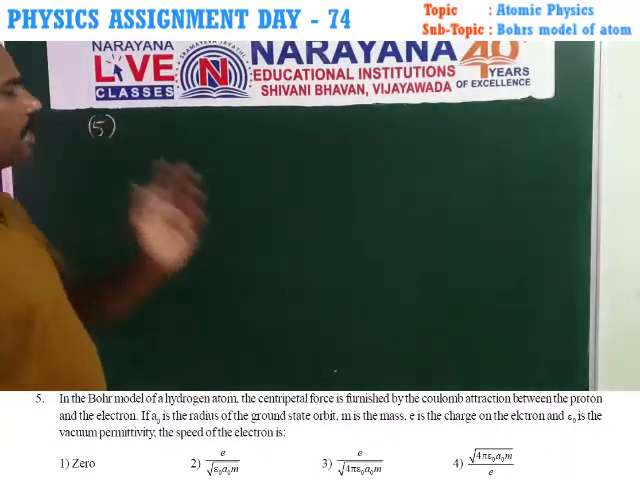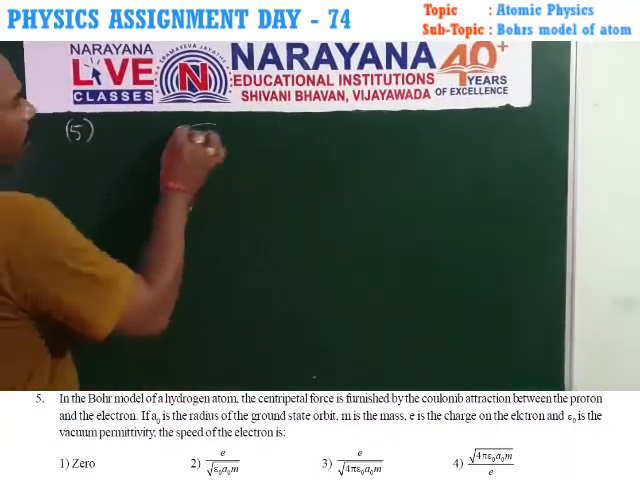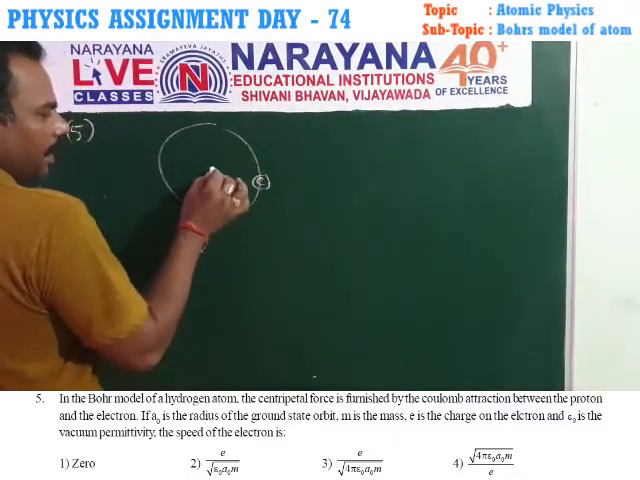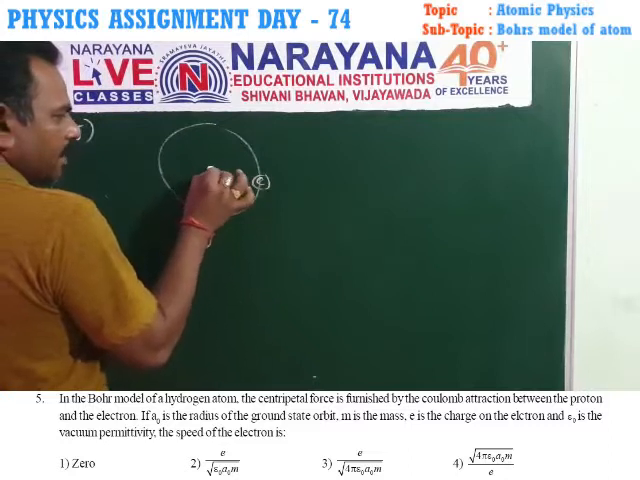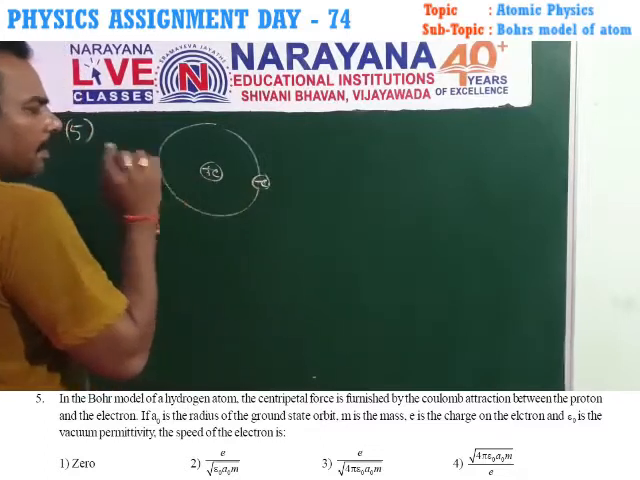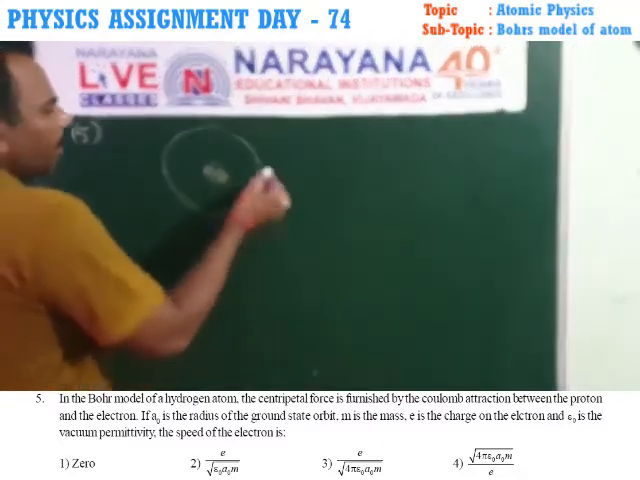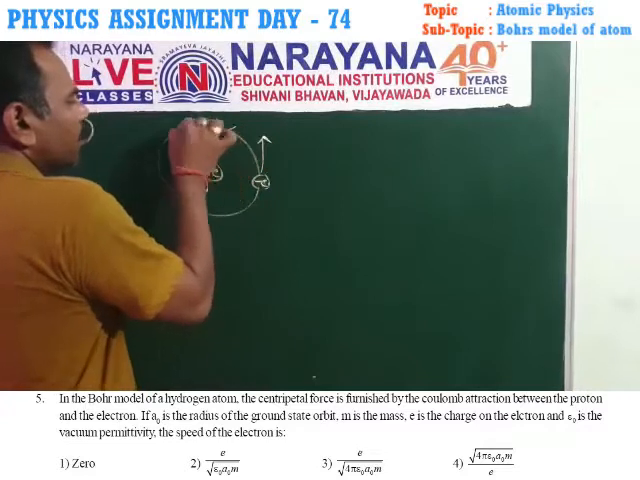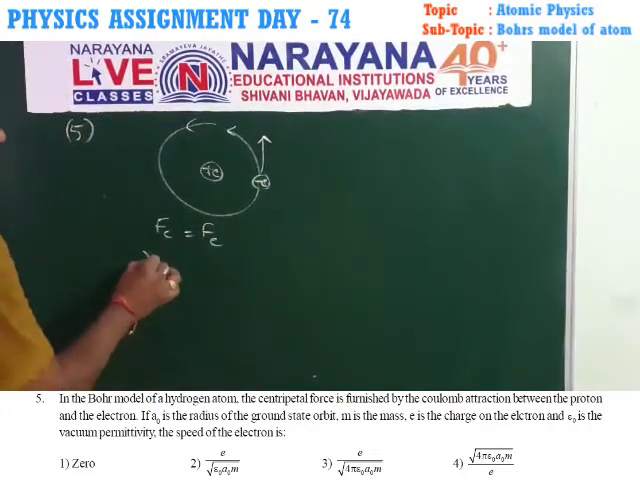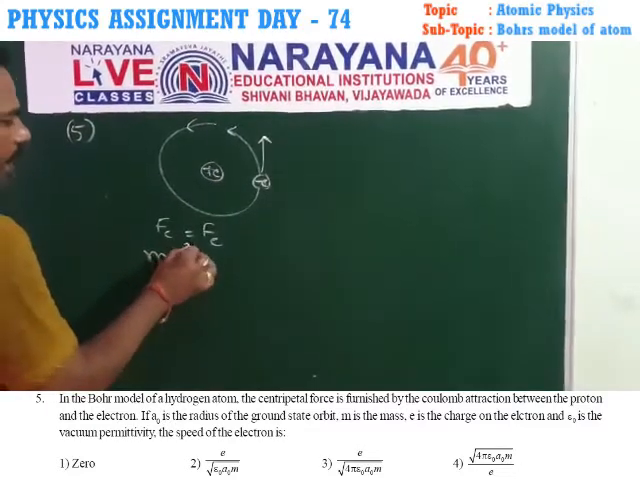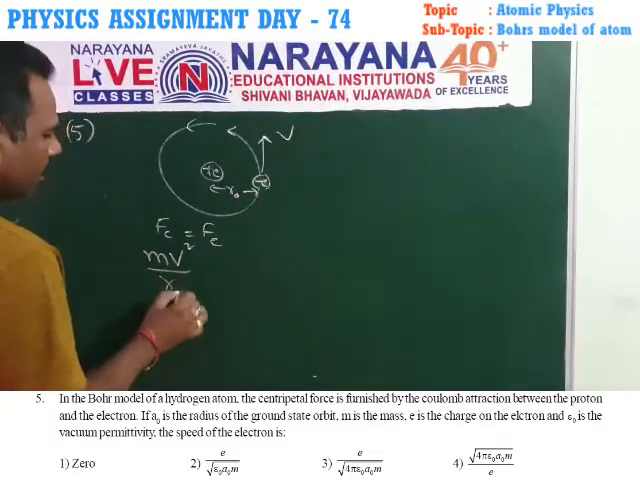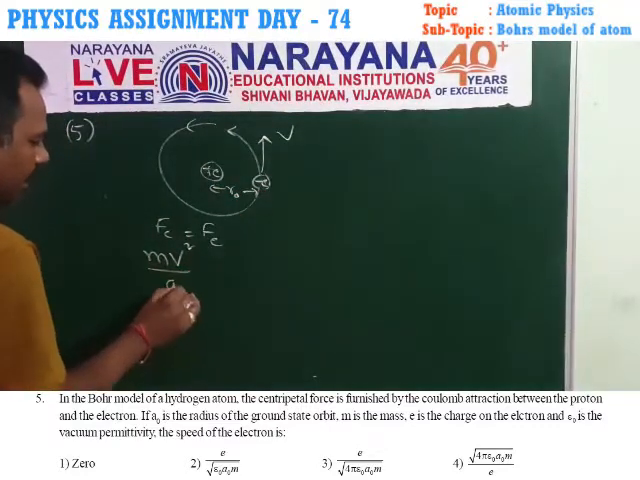In the fifth sum, in the Bohr orbit, the electron is revolving. In the nucleus, a proton is there with charge plus e. There is a force of interaction between the electron and proton, which provides the centripetal force. So the centripetal force is nothing but the electrostatic force. Centripetal force is written as mv square by the radius of the Bohr orbit, a naught.